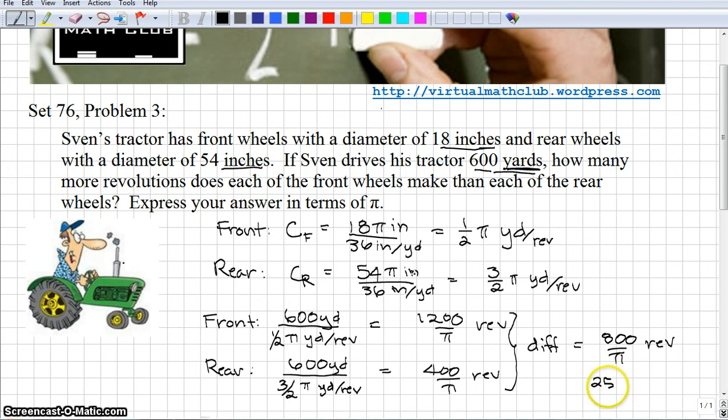I just used a calculator to calculate that out just to get a sense of how big that number is. I got 254.65 revolutions. But the question asks us to leave the answer in terms of pi, so 800 over pi is our answer.